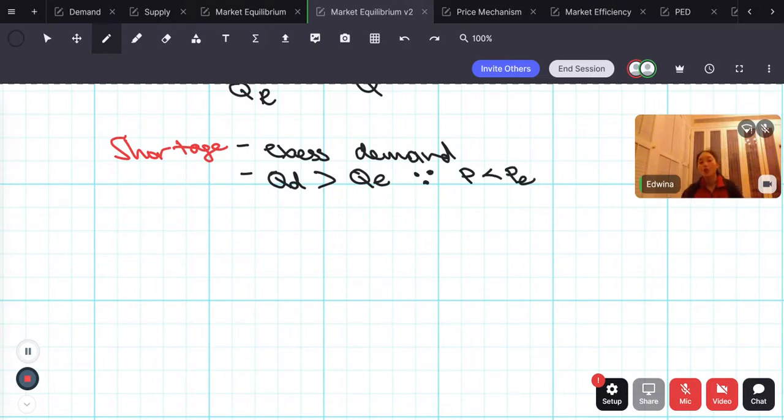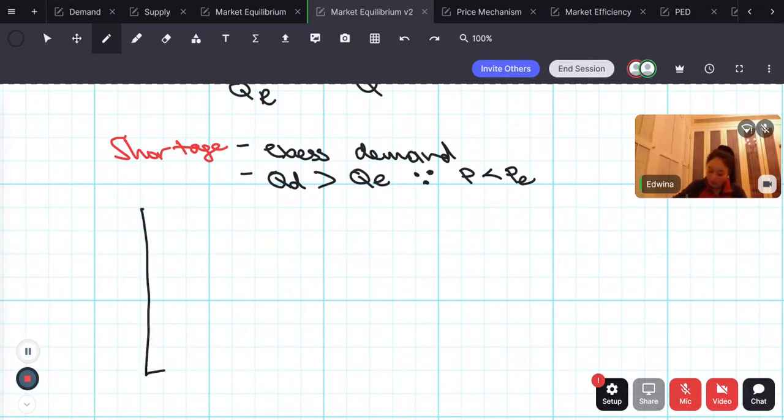When price is lower than the equilibrium price, it means that it's relatively cheap. And so a lot of consumers would want to purchase this good because it is considered relatively cheap. And so there would be a lot of demand for that good. And therefore, because price is lower than equilibrium price, there is more quantity demanded than at equilibrium, because more people want it since it's at a lower price.